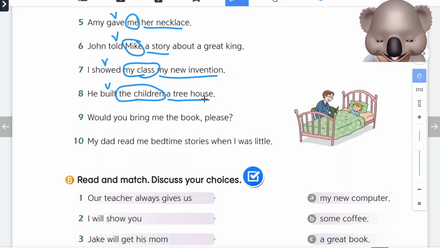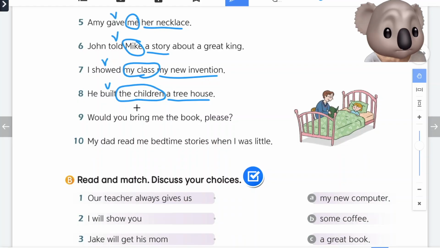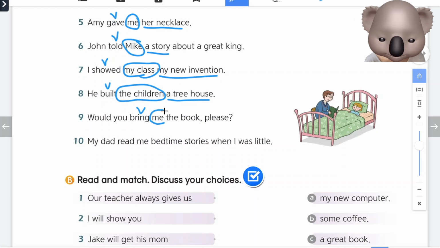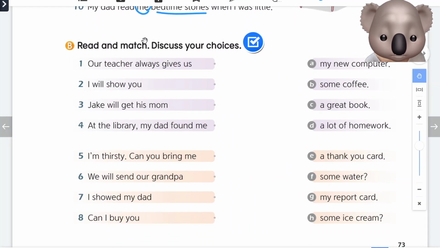좋겠다, 그치? Number 9. Would you bring me the book, please? Which one is our verb? Bring. 가져오다. 누구? Our indirect object is me. Bring me what? Our direct object is the book. Number 10. My dad read me bedtime stories when I was little. Our verb is read. 읽어줬다. 누구? Me. 무엇? Bedtime stories. Great job.